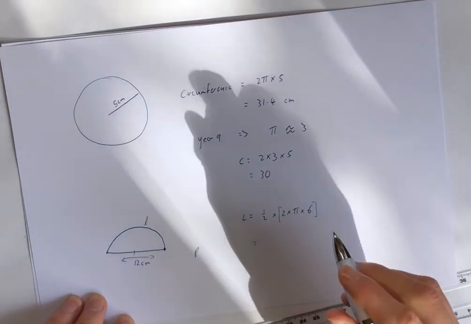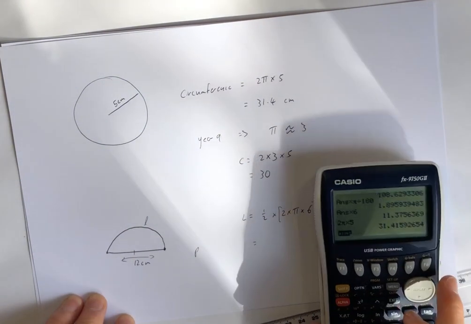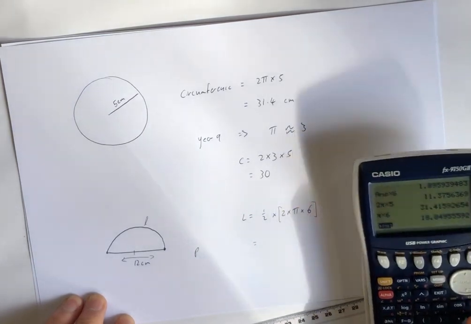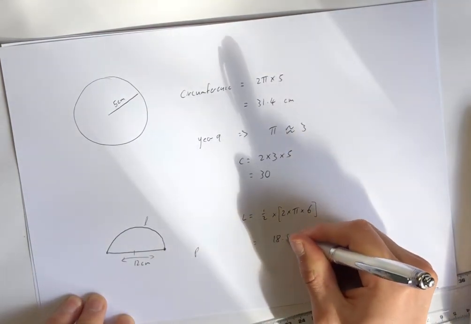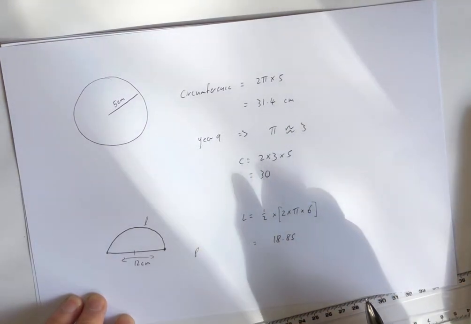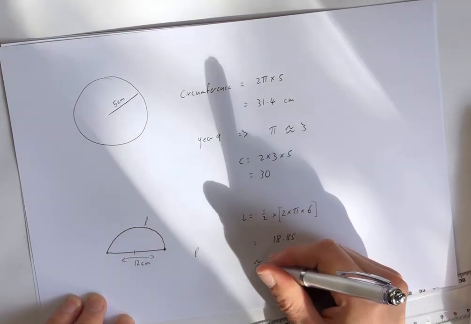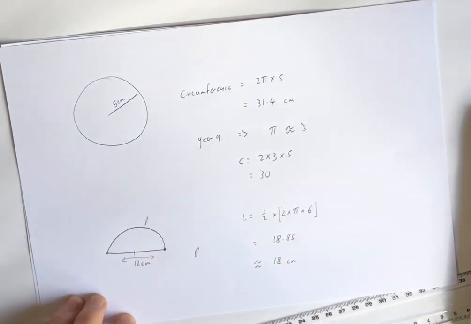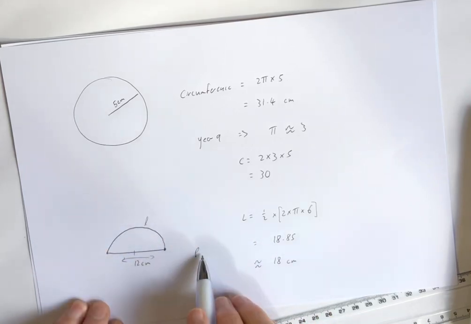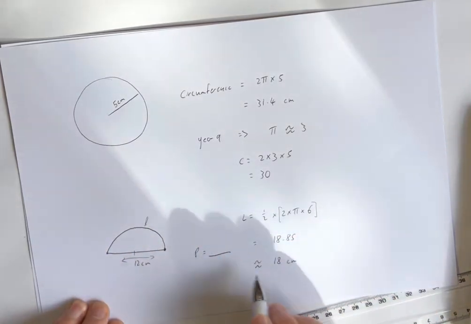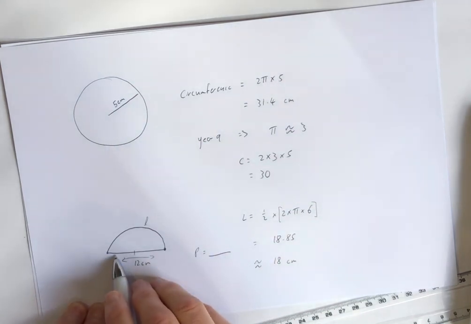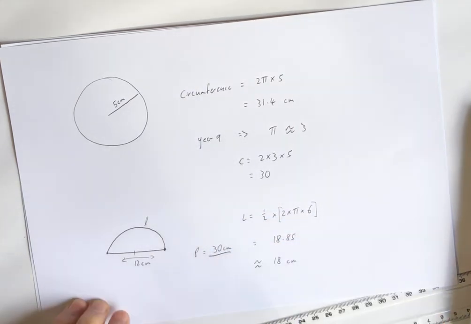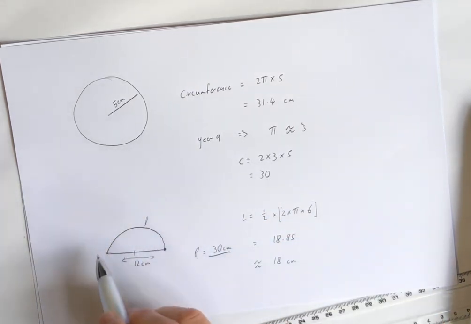And that would be pi times 6. So if you're above year 9, it would be pi times 6, 18.85. Or you could just do 3 times 6, which is 18 centimeters. Okay, but that's the length. I've asked for the perimeter. So we have to add that 12 back on because we haven't actually counted this side yet. So 30 centimeters roughly is the outside of that shape.